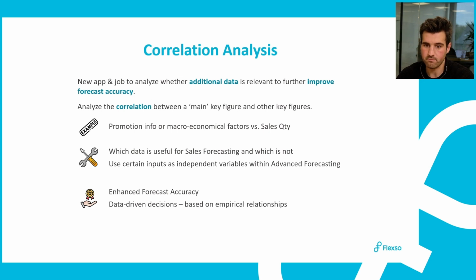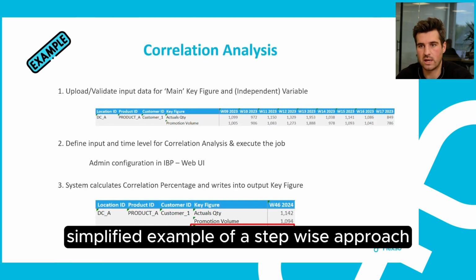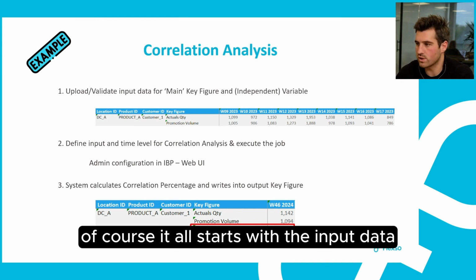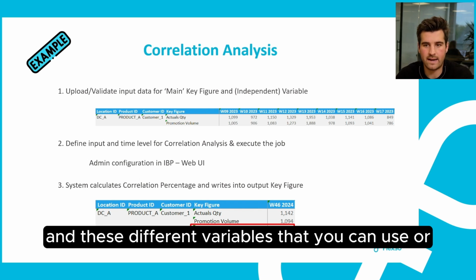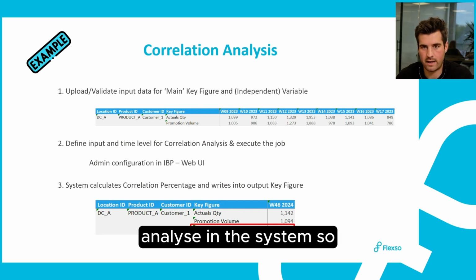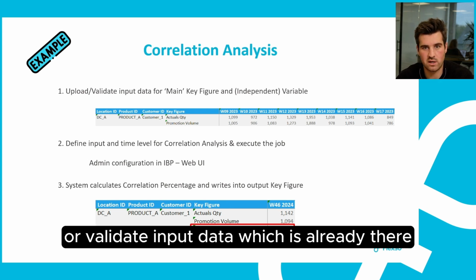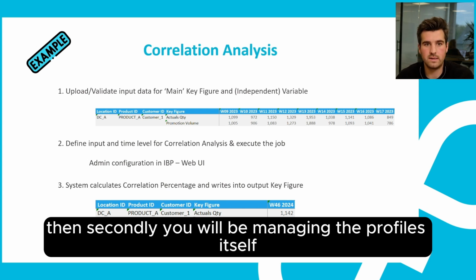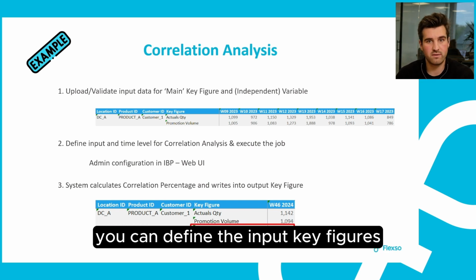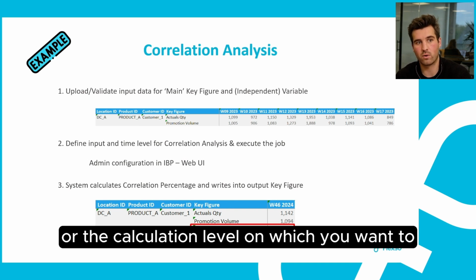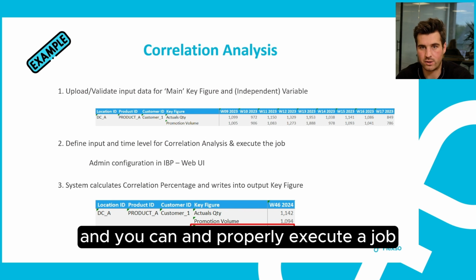So if we take a look at a very straightforward, simplified example of a stepwise approach for how you can use this, of course, it all starts with the input data that you have, both for your main key figure, your output key figure, and these different variables that you can use or analyze in the system. So you need to either upload your data or validate the input data which is already there. Then secondly, you will be managing the profiles itself to calculate this correlation. You can define the input key figures, you can define the time level or the calculation level on which you want to run this analysis, and you can then execute the job in IBP.